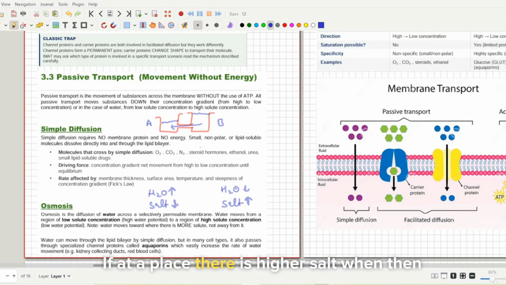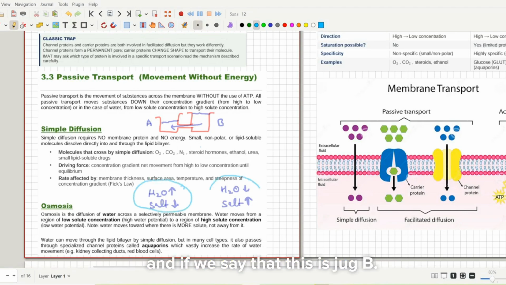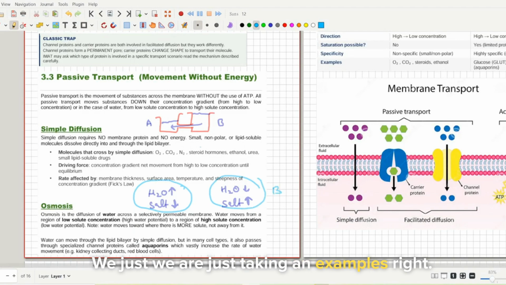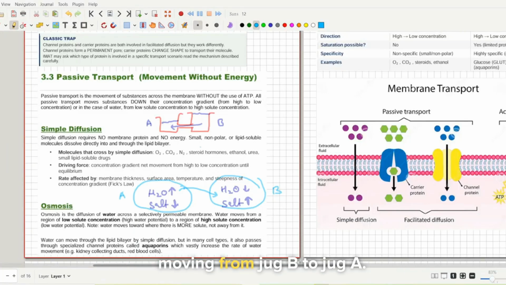If at a place there is higher salt, then what will happen? Say this is jug A and this is jug B, we are just taking an example, right? As you can see here, the water is high and salt is low in this situation, and in this situation the water is low and salt is high. What will happen? Water will start moving from jug A to jug B. And what about salt? The salt will start moving from jug B to jug A. So that's how you know that there are two things. Water is the solvent and salt is the solute.